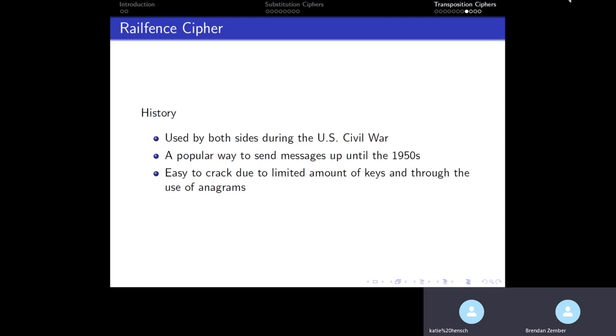The last cipher is the rail fence cipher. The cipher was actually used by both sides to send messages during the U.S. Civil War. It had actually remained a popular way for civilians to send messages until the 1950s. However, it is fairly easy to crack since there are an extremely limited amount of keys, and there are now powerful anagram tools that can crack the message quickly.